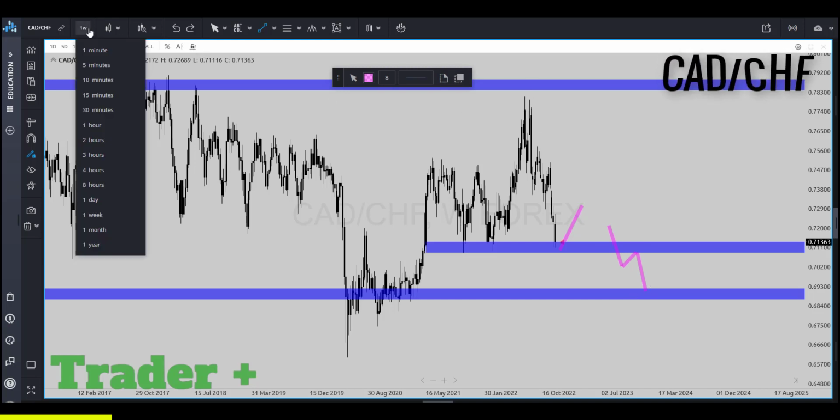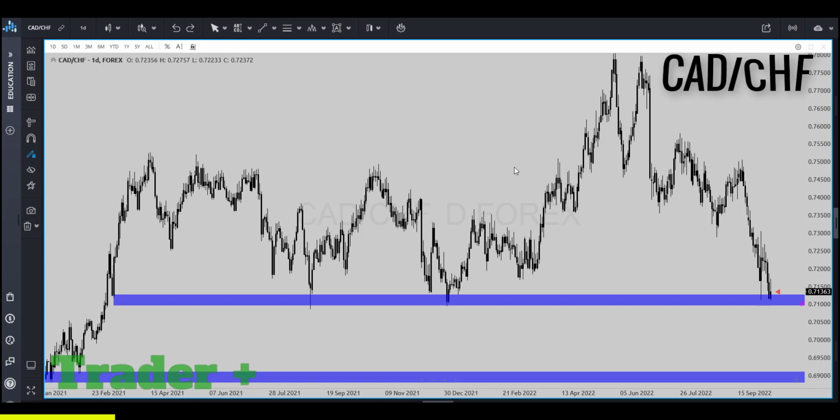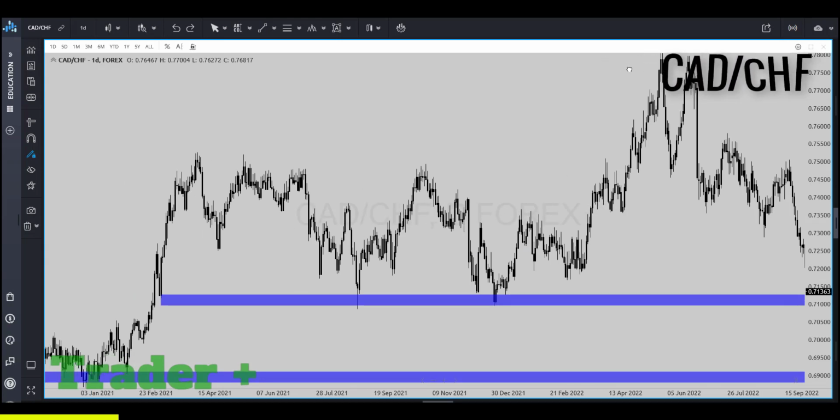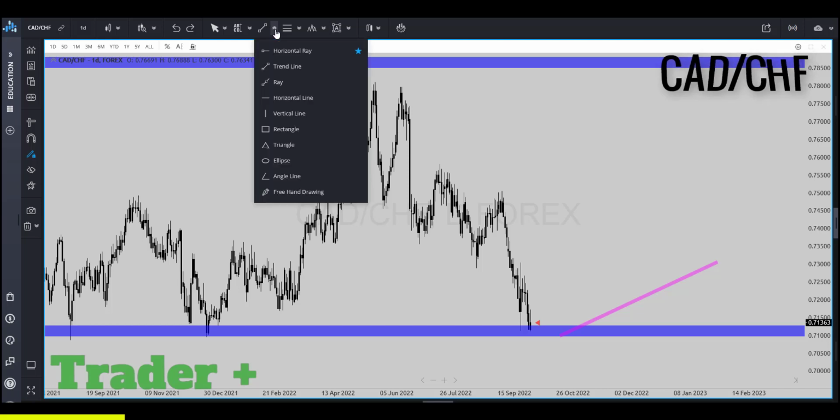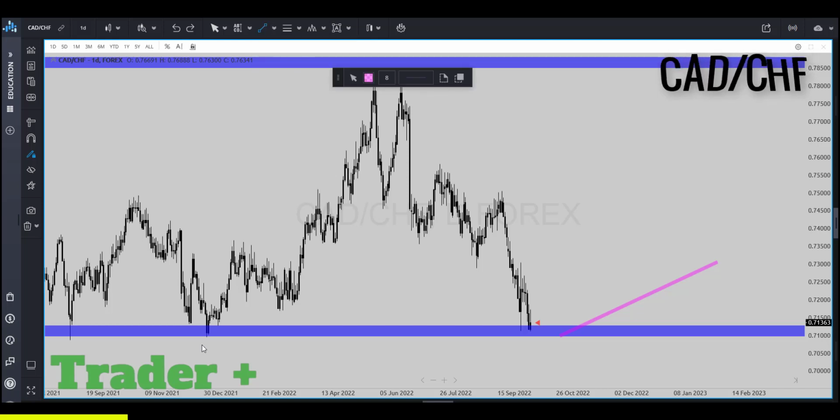If I go down to the daily, I should see that same information. We had a nice double top at the top here to start this bearish move. This was the change that happened where the market was making higher highs and higher lows. We could not make a higher high. We actually made an equal high, forming a double top formation here, and then the market started falling.